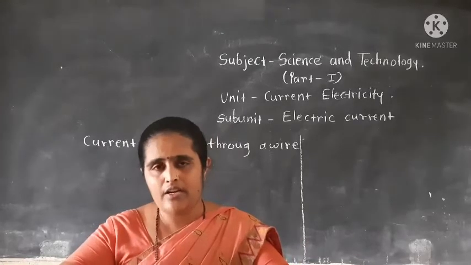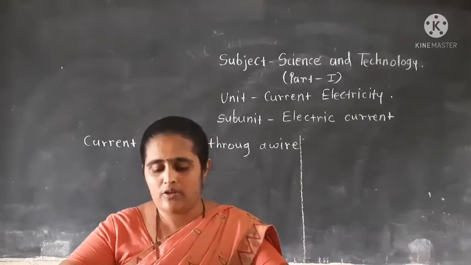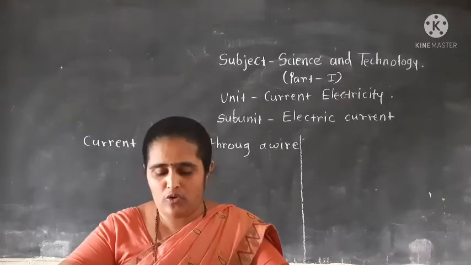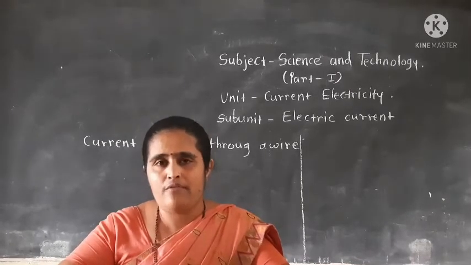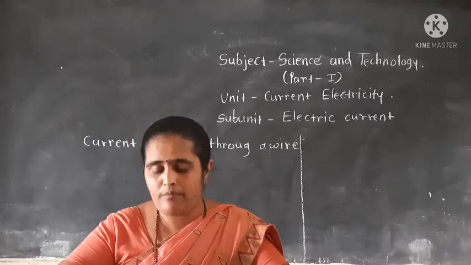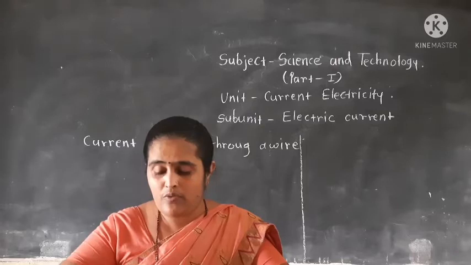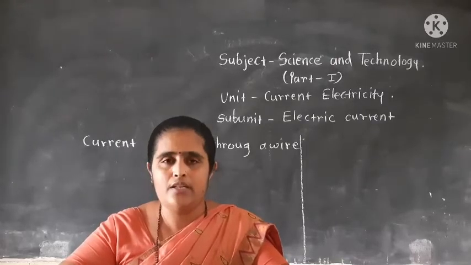The charge of one electron is 1.6 into 10 raised to minus 19 coulomb. The value of 1 ampere is equal to 1 coulomb per 1 second. That means 1 ampere current is said to flow in a conductor if 1 coulomb of charge flows through it every second.